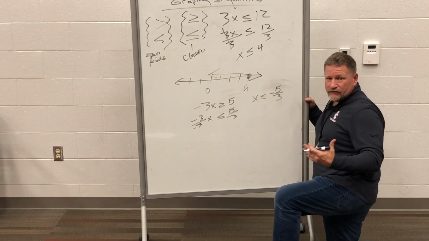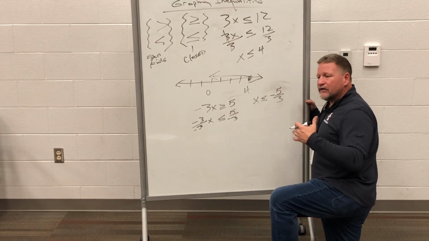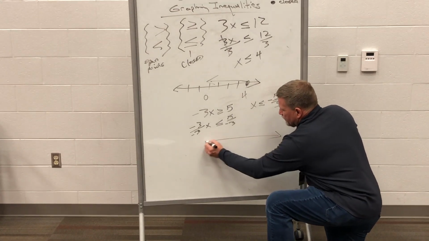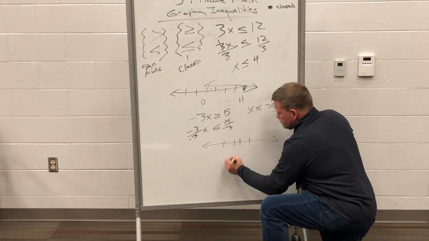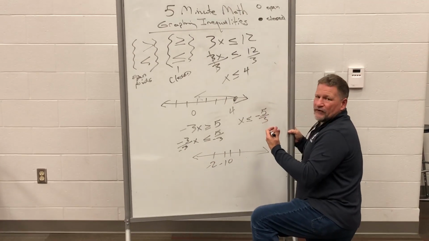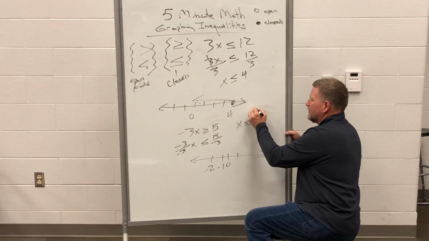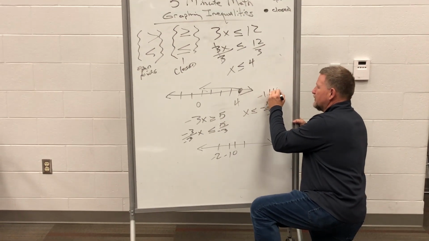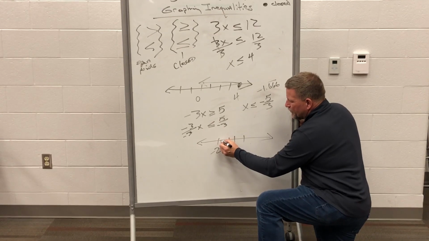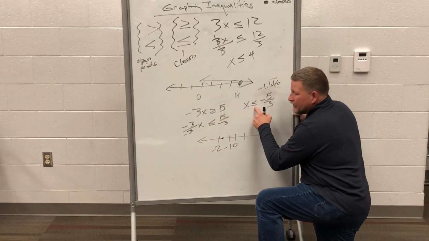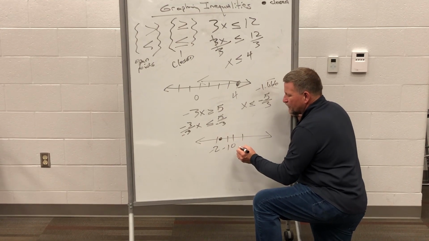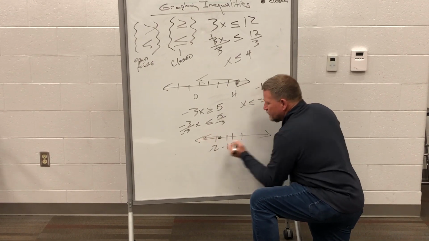Oh my gosh, that's a fraction. What do I do with that? Well, let's find the two integers that are closest to it. So I've got 0, negative 1, negative 2. If you understand your fractions, you just divide and get negative 1.6 repeating. So it's going to be between negative 1 and negative 2, a little bit past halfway between those two. It's less than or equal to, so I'm going to fill it in. Less than or equal to goes that way.